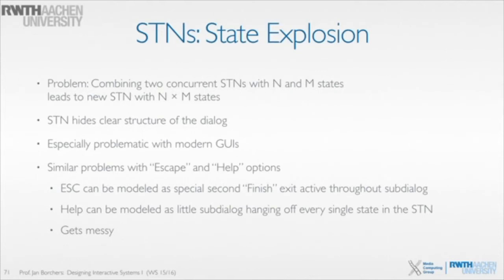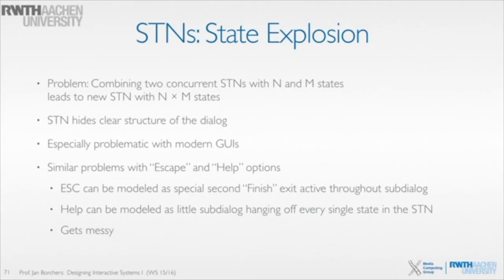In general, when you combine 2 of these STNs, you get a new STN that has as its number of states the result of the multiplication of the number of states of the two machines. This makes it very hard to see the clear structure of the dialog, right? This complex hypercube thing doesn't look like a simple dialog with 4 checkboxes, right? This has to be something easier. And we will get to an easier description in the next class. This is especially a problem with modern GUIs because they allow you to do a lot of things in parallel. So all of these different state changes are possible in parallel, so your state transition networks tend to explode.